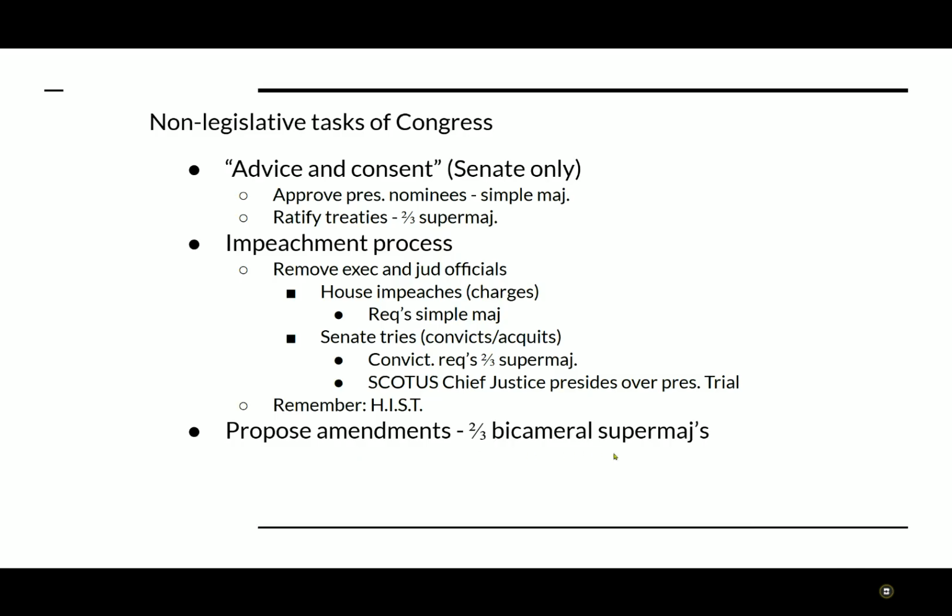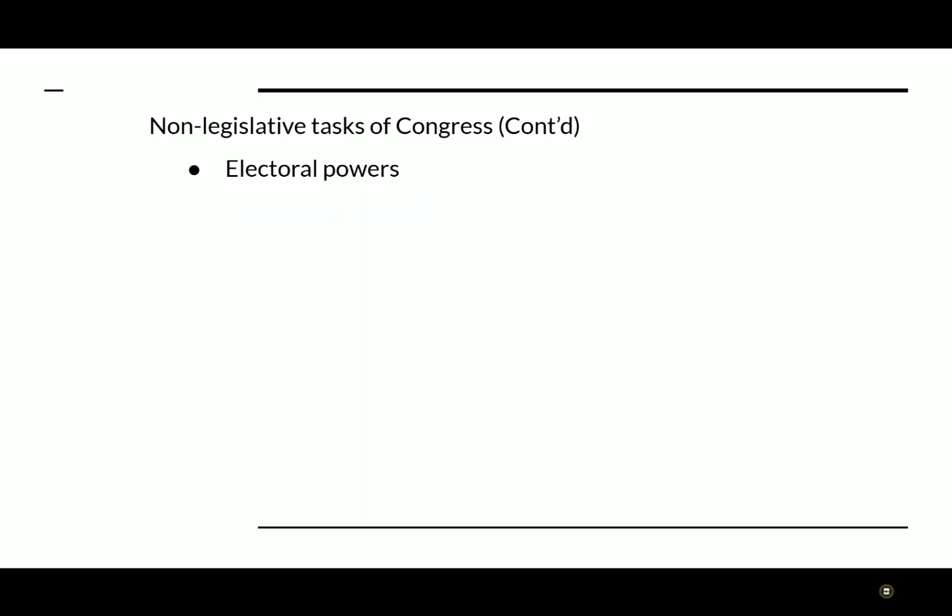All right, so just to clarify that, since I didn't do it correctly the first time: proposal requires 2/3 supermajorities in both houses. Ratification requires 3/4 of conventions in the states, or the votes of 3/4 of the legislatures of the states.